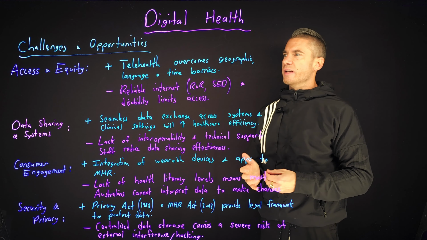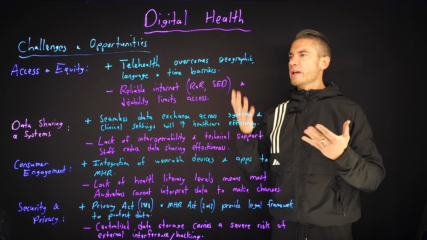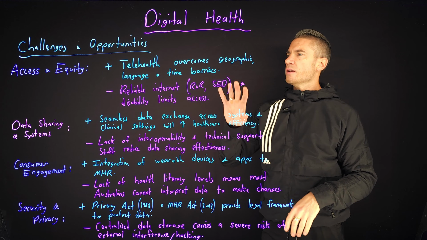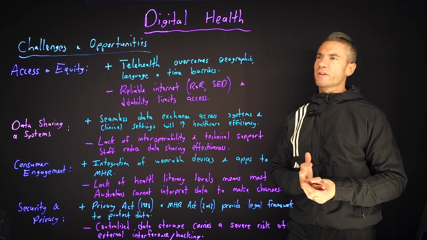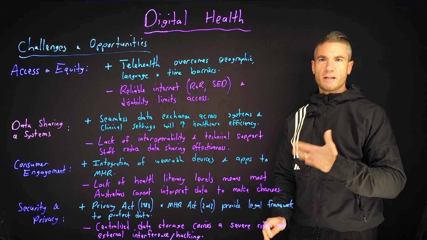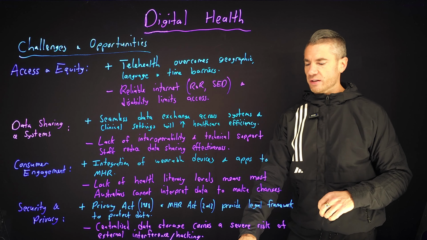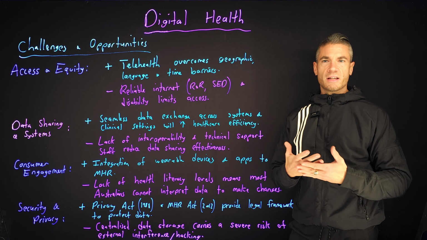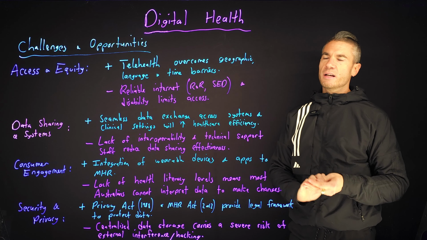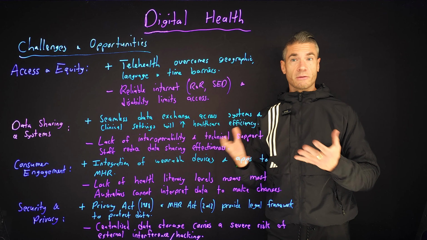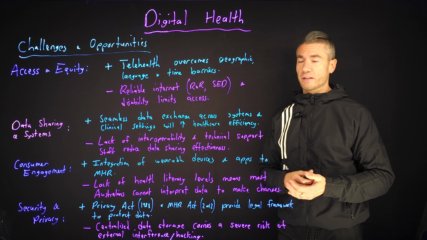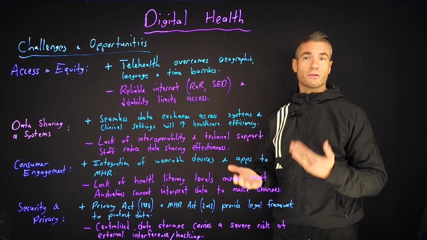So access and equity. So I've got our opportunities in green and our challenges in pink, red, whatever. So opportunity. Telehealth overcomes geographic, language, and time barriers, all right? I've already spoken about this many times, incorporated early around the COVID era, and now it is great, if you can access it, which is the challenge. Reliable internet, particularly for people who live rurally and remotely. There are a lot of areas out there that still do not have reliable internet or fast enough internet access to do video calls, etc.